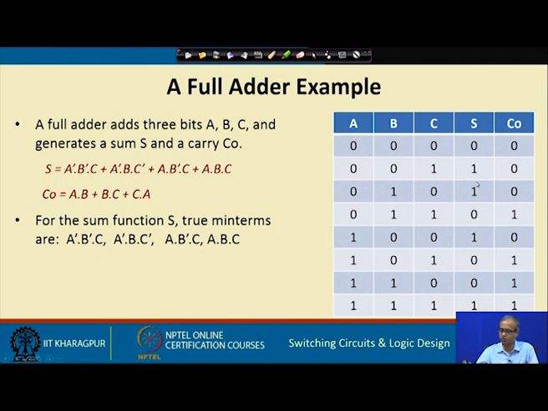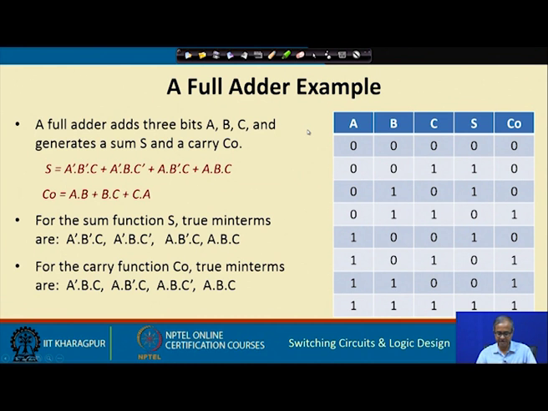So, talking about the true min terms for this sum, there are 4. The true min terms will be these 4 corresponding to the rows where sum is 1. Similarly, for the carry function, the 4 true min terms will be 0 1 1, 1 0 1, 1 1 0 and 1 1 1, that corresponds to this. In a similar way you can find out the max terms. Say for the first, max term will be a bar plus b bar plus c. Second one will be a bar plus b plus c bar, this one will be a plus b bar plus c bar and so on. Okay. Fine.